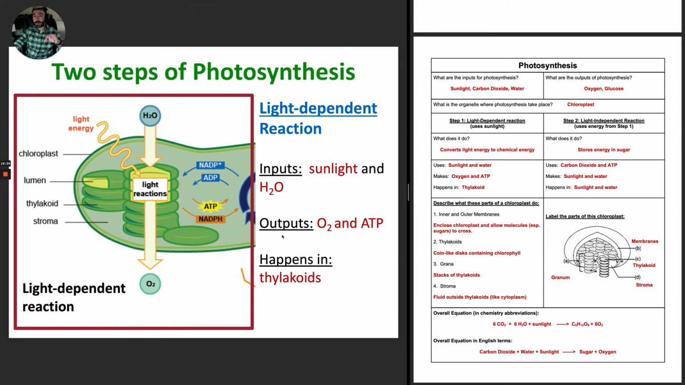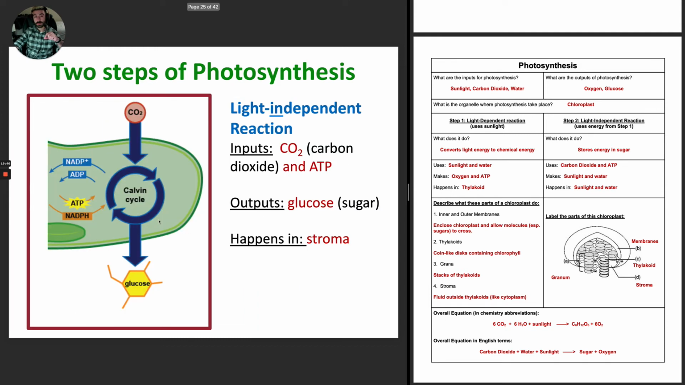In the light dependent reaction, again, light comes in and breaks up water, and it produces oxygen and ATP. And this happens in the thylakoids. The light independent reaction is happening in the stroma, the cytoplasm of the chloroplast, essentially. And that ATP and CO2 are interacting to rearrange and produce glucose. And those are the two steps. That's all I really want you to know.